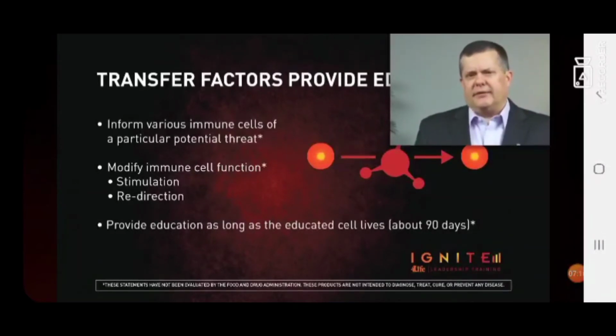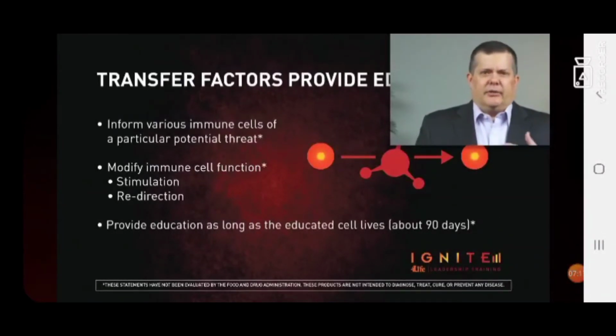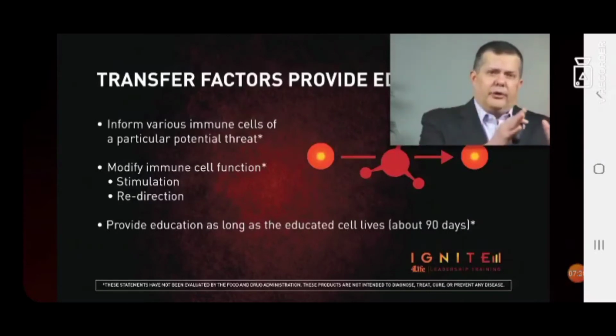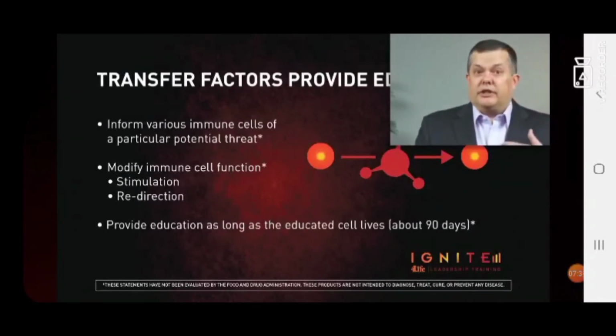The other aspect of this is kind of a redirection. Just like you and I, sometimes we get distracted, mind goes off somewhere else, and we kind of lose focus on what it is we're really supposed to be doing. Immune system can sometimes happen as well, and transfer factors are there to kind of help refocus the immune system, bring it back into that area where it's focusing on what it needs to and not being distracted by other things. And kind of the last point here is this education lasts as long as your immune cells do.